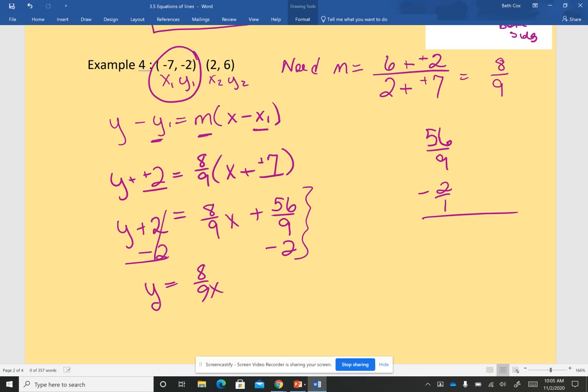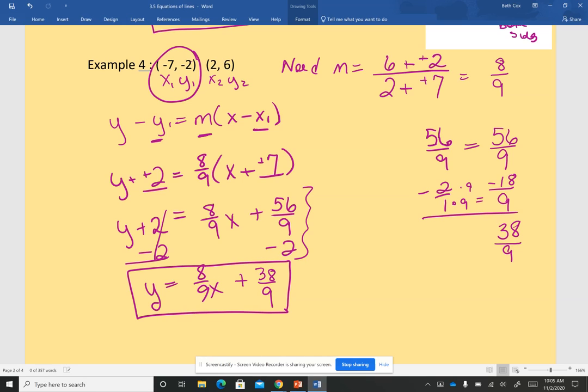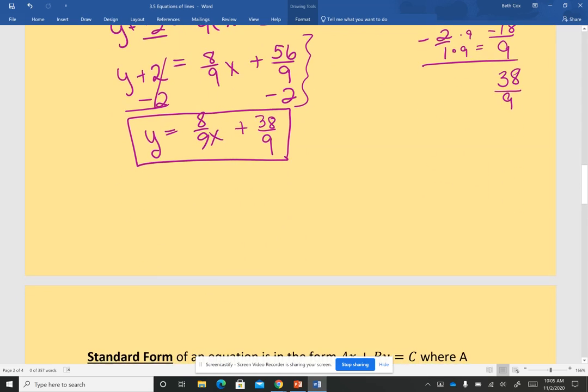Okay, my common denominator is going to be 9. I don't have to make changes to that one, but I will have to change this one to a negative 18. I will subtract, and I get 38 over 9, and that's positive 38 over 9. Hopefully that's correct. I don't have a calculator to check it, but you guys can let me know if that's right or not. All right?